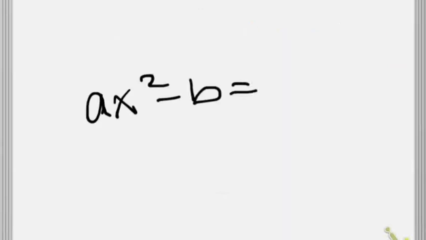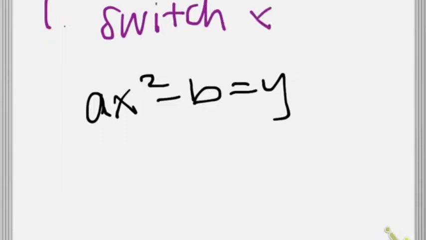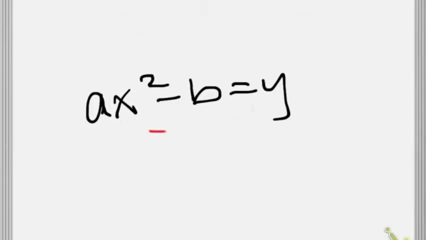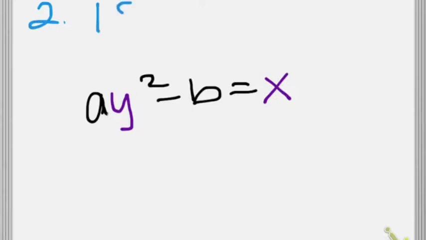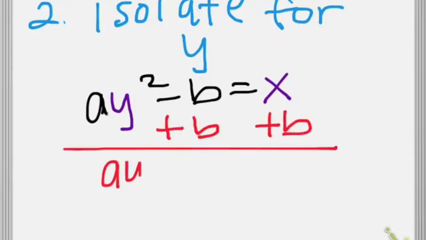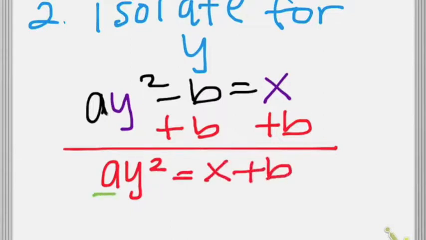Now you want to solve the equation using basic algebra. You want to switch x and y to find the inverse. By doing that, you get ay squared minus b equals x. Then you want to isolate for y using basic algebra. First, you add b to both sides to get b out of the left side. Now you have ay squared equals x plus b.